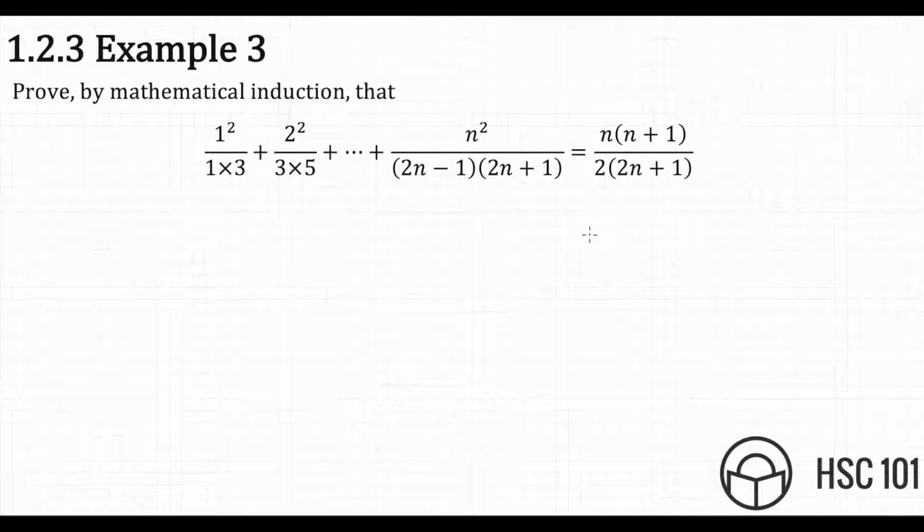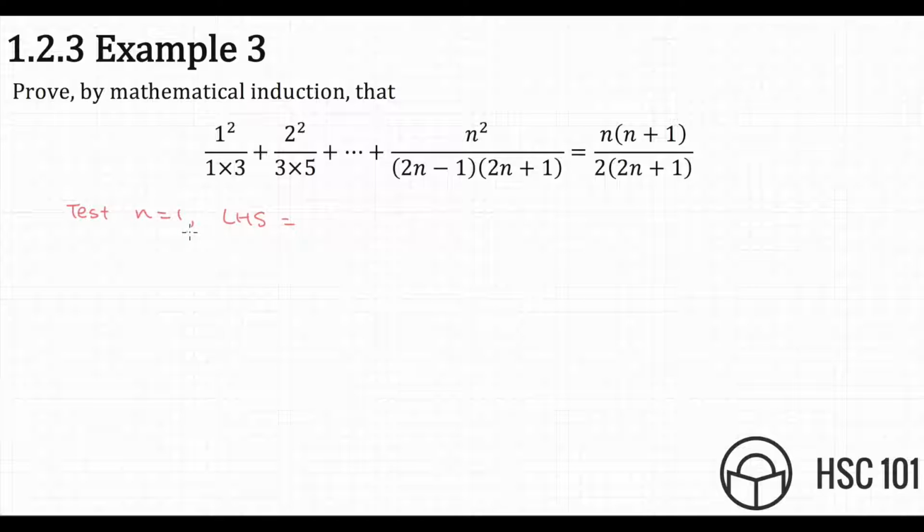So the first thing that we're going to do here is test that this proposition is true for some value of n. So let's say we test n is equal to 1. If we test n is equal to 1, we should be able to see that the left-hand side is going to be equal to, if I substitute n equals 1 into the general term, 1 squared over (2 minus 1) times (2 plus 1), and that's just going to be 1 squared over 1 times 3.